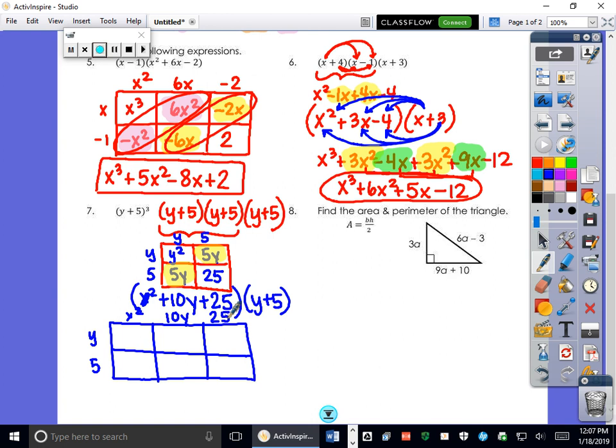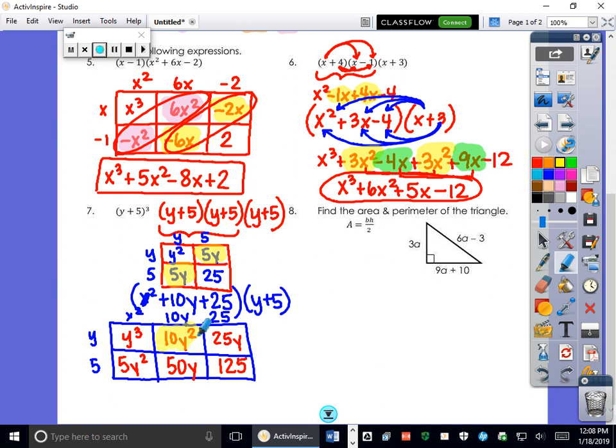So y squared times y becomes y cubed. 10y times y becomes 10y squared. 25 times y becomes 25y. 5 times y squared is 5y squared. 5 times 10y is 50y. And 5 times 25 is 125. Now I have to put all of my like terms together.